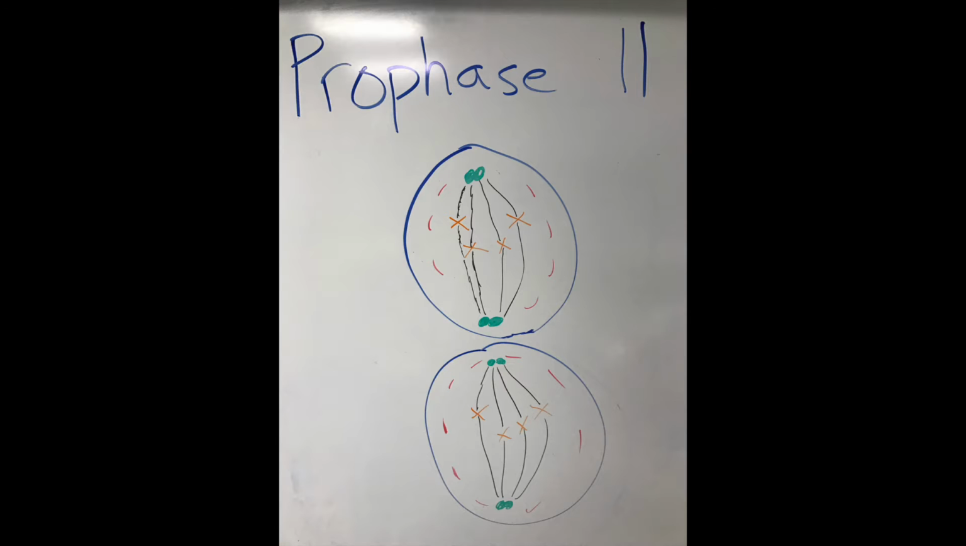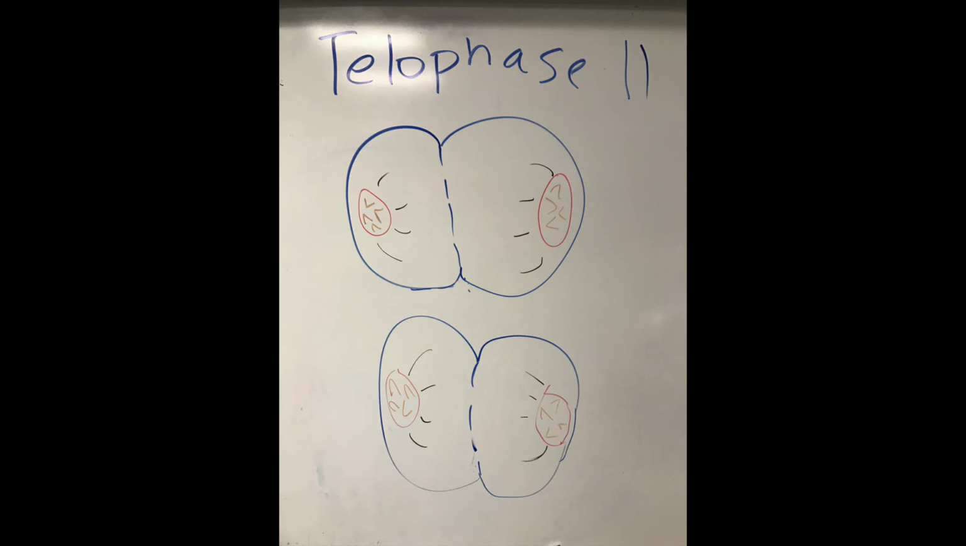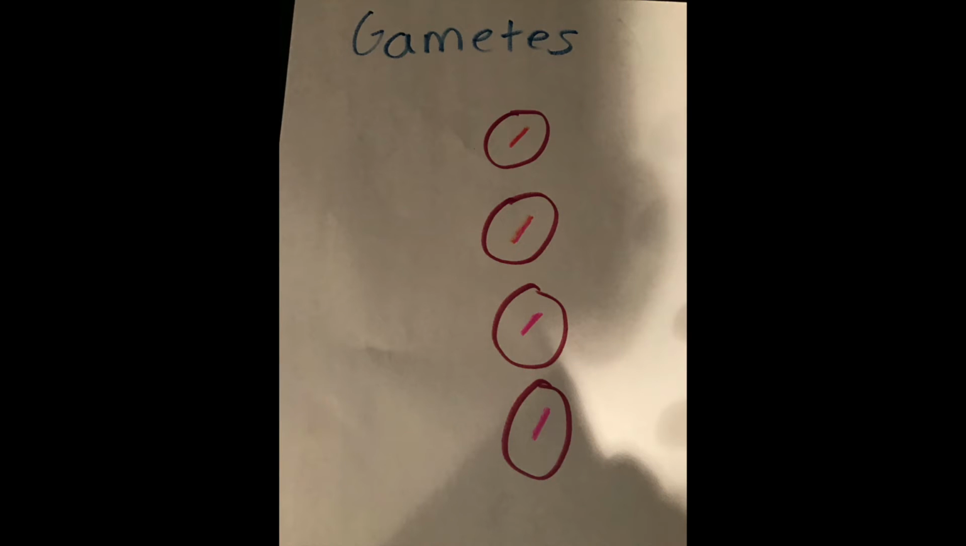It runs through prophase 2, metaphase 2, anaphase 2, and of course telophase 2. Finally, gametogenesis occurs, breaking the cells into four new haploid gametes. This is the conclusion of meiosis.